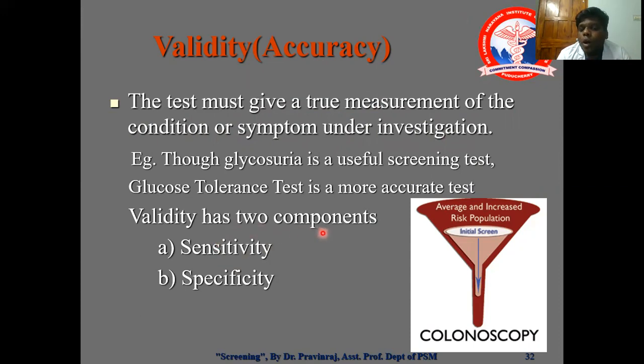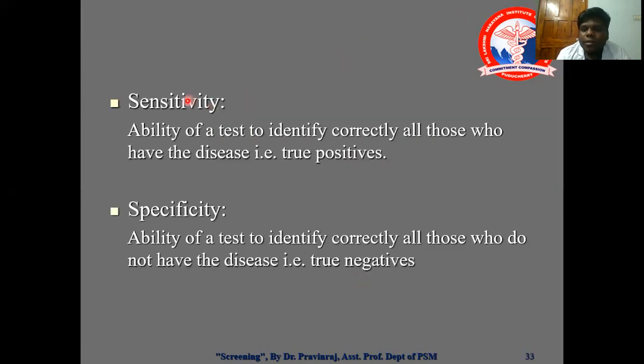There are two components that we have to check here: sensitivity and specificity. What is sensitivity? It is the ability of a test to identify true positive individuals, the patients who are actually positive. What is specificity? It is the ability of the test to identify true negative individuals, that is, patients who are actually negative.